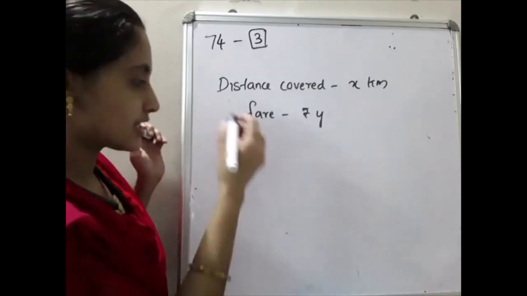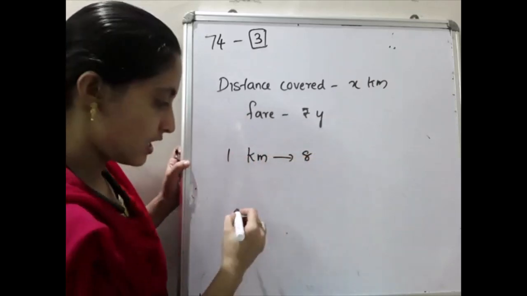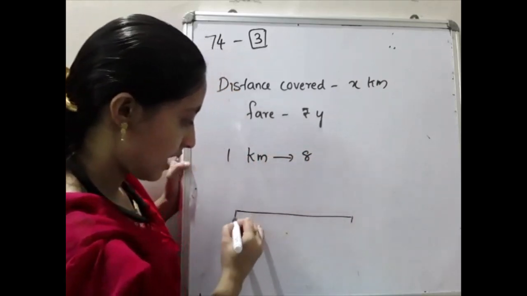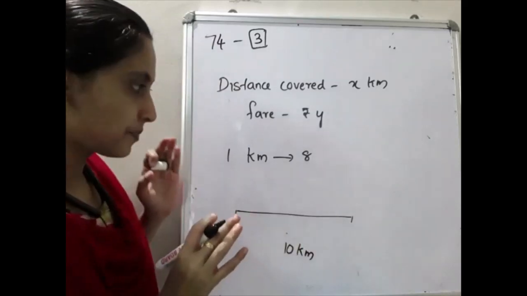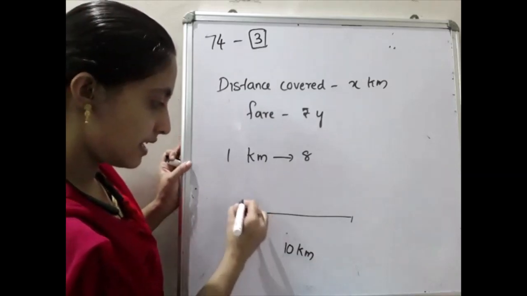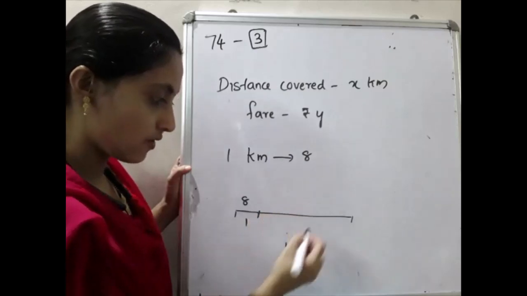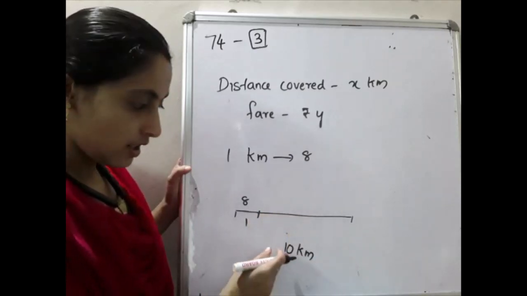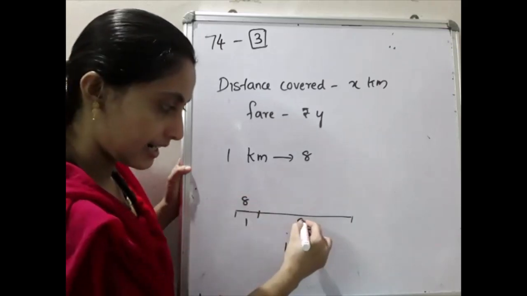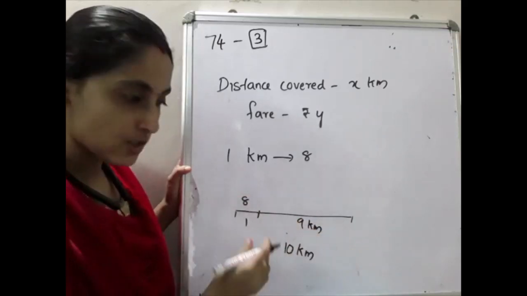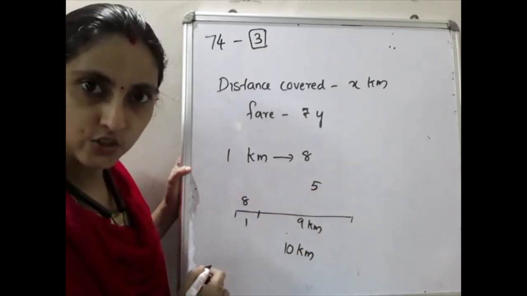Okay, so listen here please. The first kilometer they charge rupees 8. Assume this is our total distance, suppose it is 10 kilometer. First kilometer it will be rupees 8. Then from the next kilometer onwards, how many remaining? Out of 10, the first kilometer is 8 rupees, so 9 kilometers remaining. Okay.